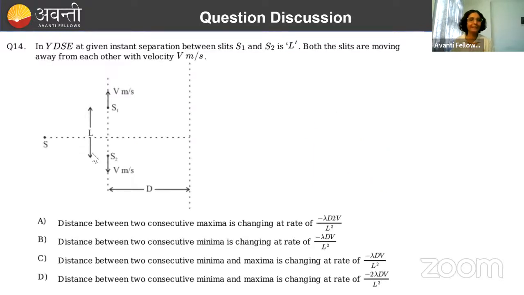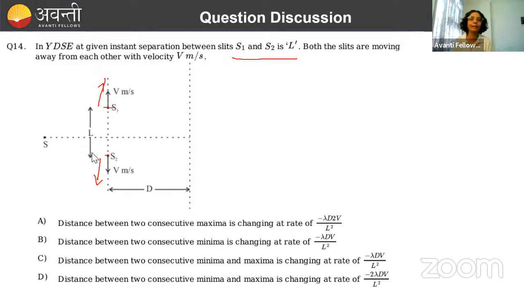चलो ये क्वेश्चन देखते हैं. Again, this question was very easy. Done. We just need to be clear about the basics and a little bit of brain we need to apply. In YDSE setup, at a given instant, what's happening? The only different thing here is the separation between the slits, initially capital L, and what is happening? This S1 is moving in this direction. This S2 is moving in this direction. So with what velocity will this separation between two slits increase?